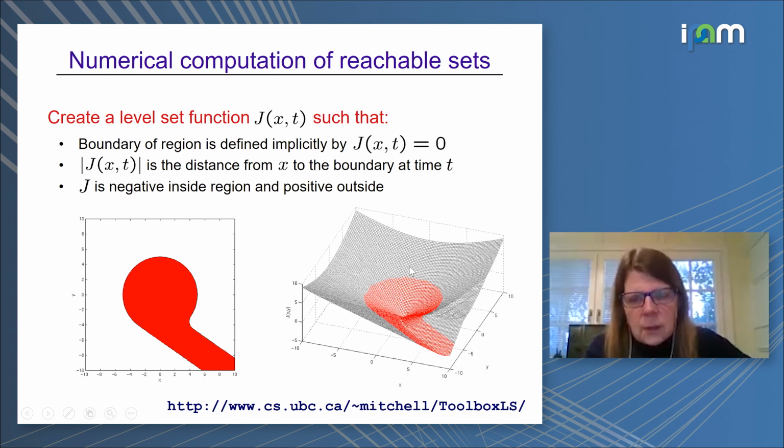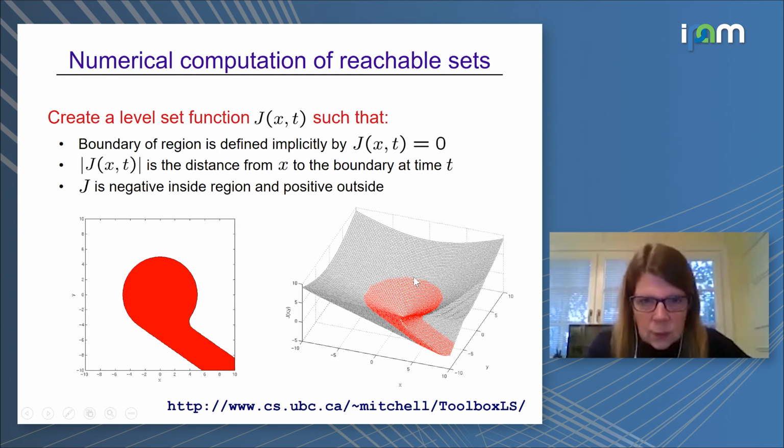This signed distance function is the distance from x to the boundary. Again, a useful construct for control. J is negative inside and positive outside.